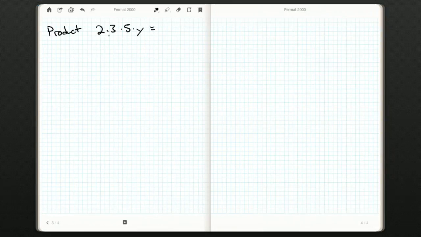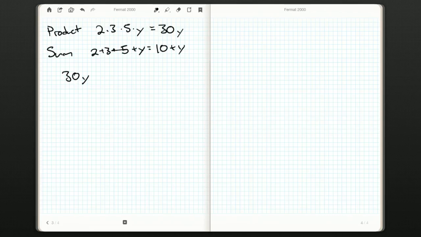Well, we can write that as 2 times 3, that's 6, times 5, that's 30, times y. You could simplify that in your head or with a calculator. And the sum is 2 plus 3 plus 5 plus y, and that simplifies to 10 plus y. Well, we know these are supposed to be equal, so product equals sum.